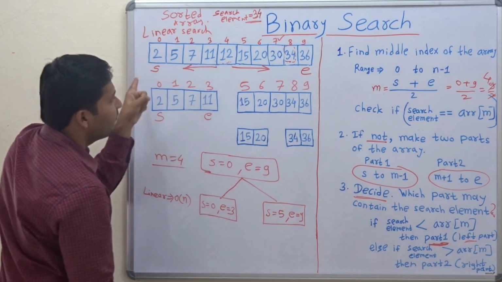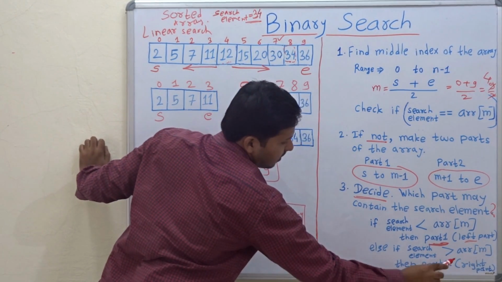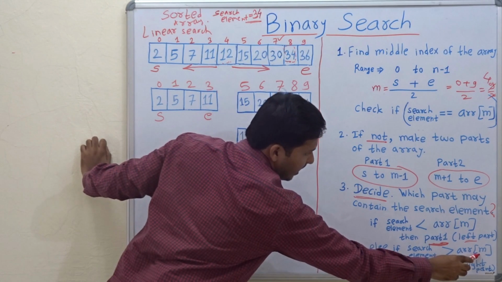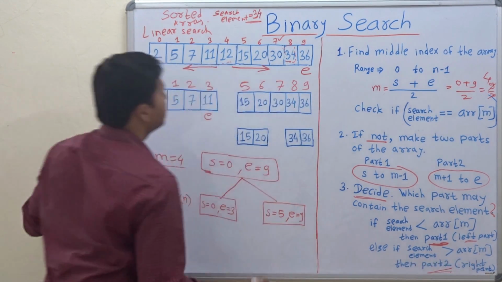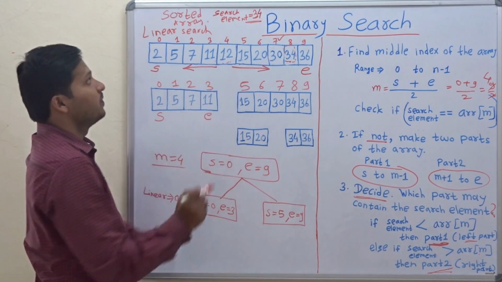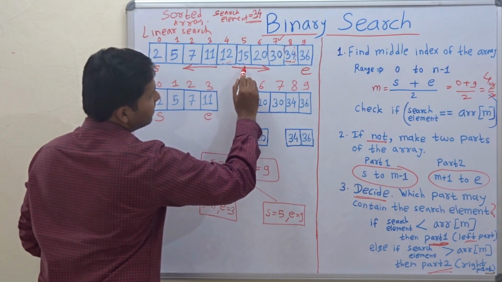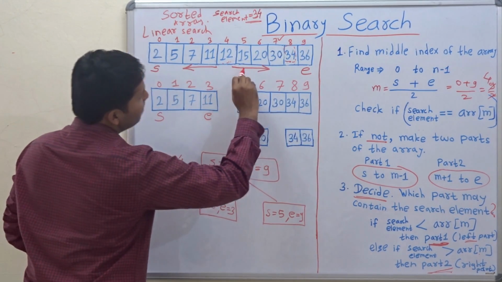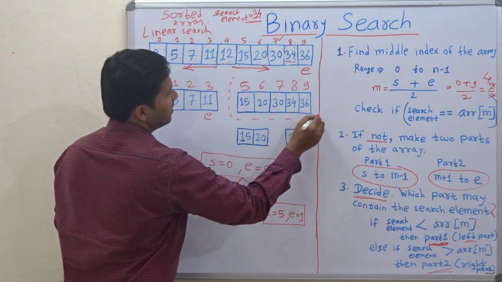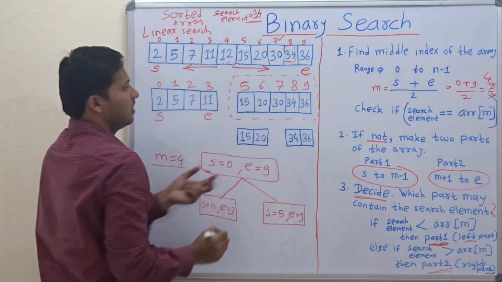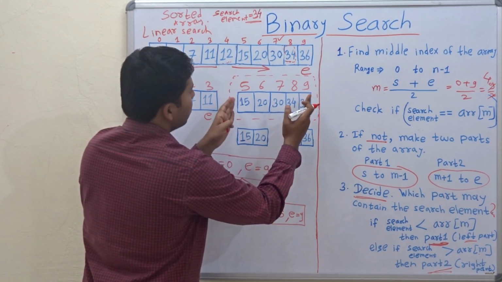If the search element is less than array of m, it should lie in part 1, that is the left part. And if the search element is greater than the middle element, then it should lie in part 2, that is the right part, which is the case here. 34 is greater than 12, so it should lie in the right part, that is the second part. Okay, so this is the part in which 34 is present. Now we have to concentrate on this part.